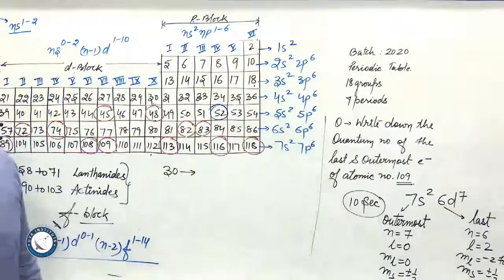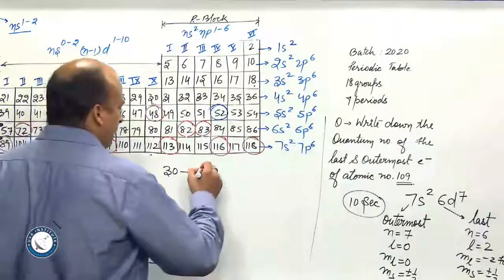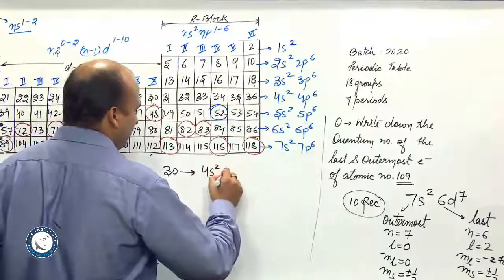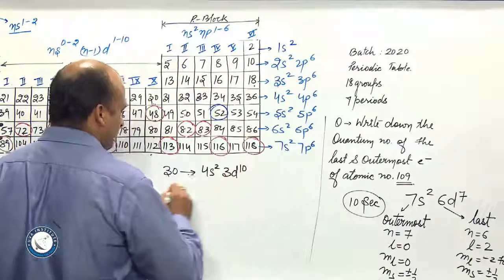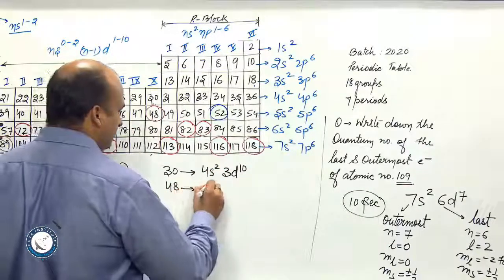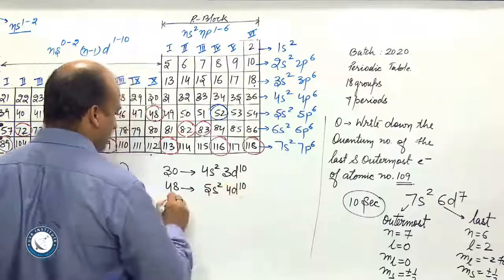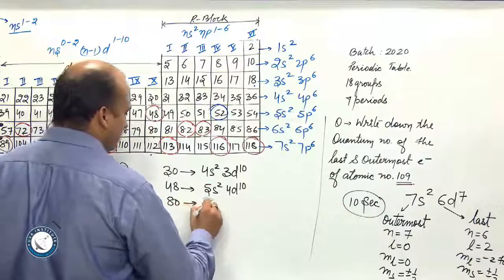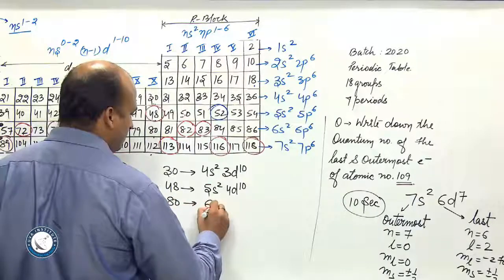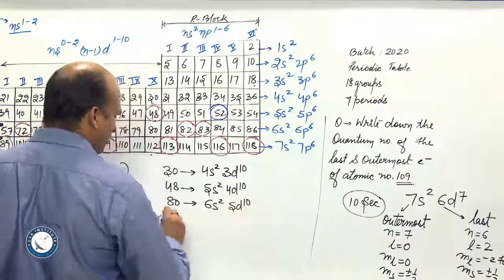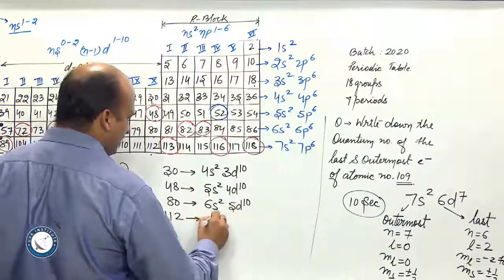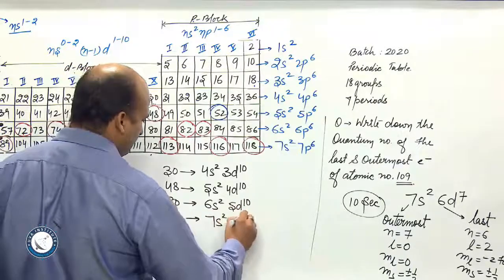Okay? Mark up these. Now see, 30 is 4s2 3d10. 48 is 5s2 4d10. 80 is 6s2 5d10, and 112 is 7s2 6d10.